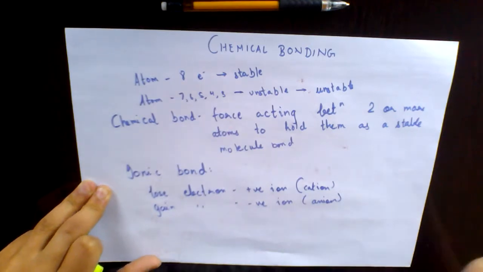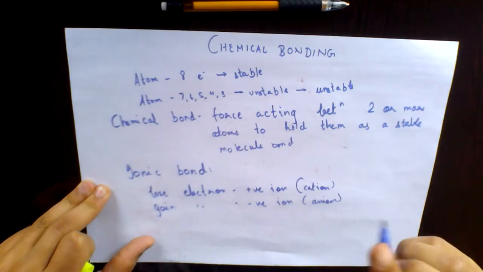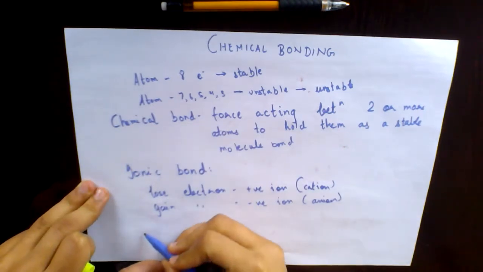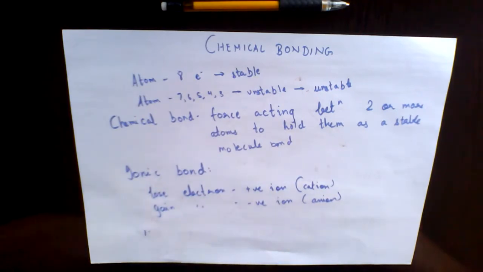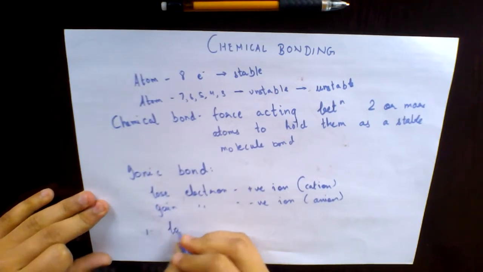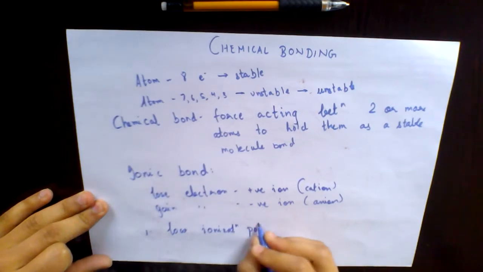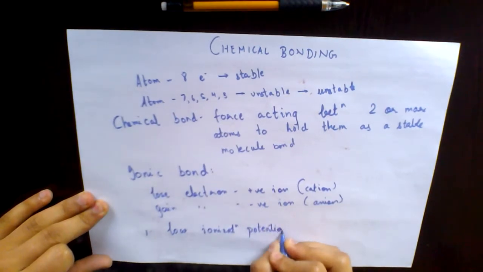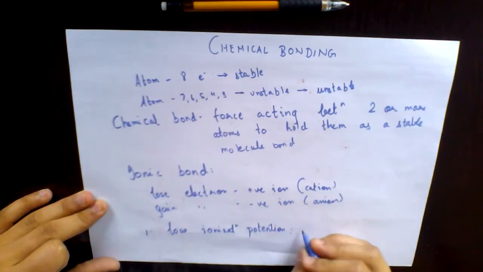So, what are the factors which affect the formation of an ionic bond? The number one factor is it should have a low ionization potential. So, what does low ionization potential mean? Low ionization potential means that the atom is weak. When the atom is weak, it will have a greater tendency to pull out an electron from the outermost orbit.